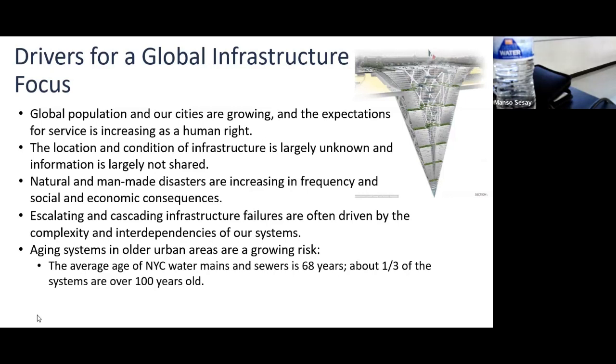But they are old. You can see down here, the average age of New York City water mains and sewers is 68 years. Nominally, civils would say 50-year life, maybe 100-year life, but a third of the systems are well over 100 years old. We don't know where they are, and we don't know where they're going to break.